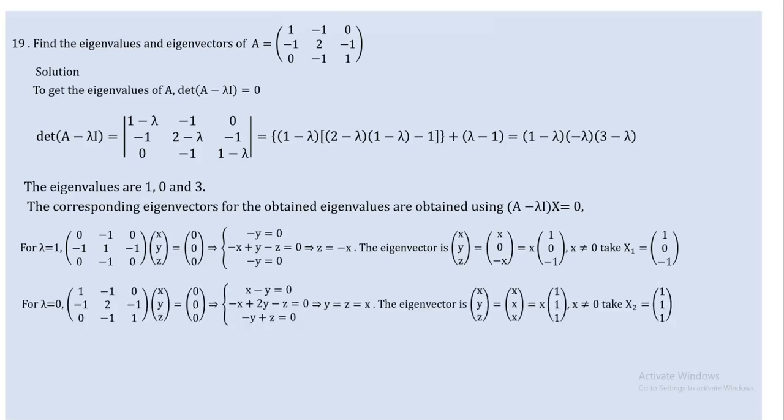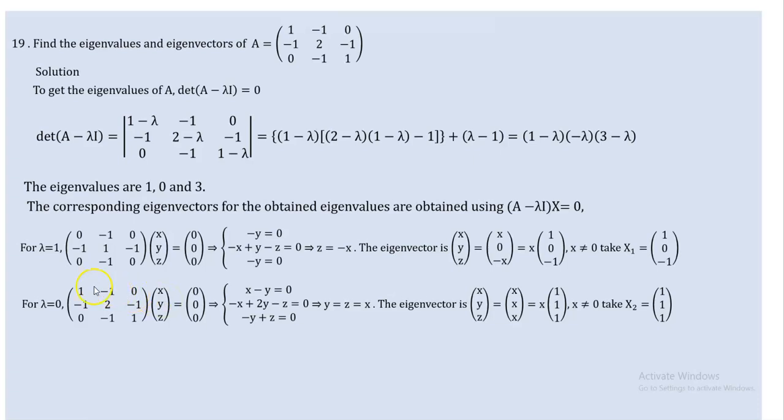So for lambda equals 0, what's going to come, students? For lambda equals 0, look, students, you have to put zeros throughout here in place of lambda, or deduct 0 from these diagonal entries. So 1, minus 1, 0, minus 1, 2, minus 1, 0, minus 1, 1. When you deduct 0 from whatever entry, the entry comes as it is. So just take matrix A as it is. Then you see you are having this vector, and this is equated with 0, 0, 0.